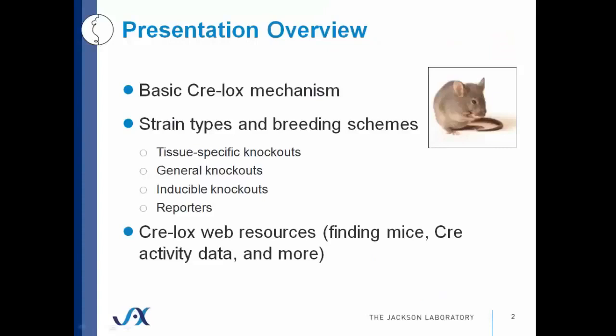Just a basic overview of what I will talk about. I'll first introduce the basic Cre-lox mechanism, and then I'll discuss the different strain types that are available and the various breeding schemes to generate tissue-specific knockouts, general knockouts, inducible knockouts, and then I'll talk about some Cre reporter strains as well. Then I'll finish up with a discussion on the various Cre-lox web resources that are available to help you find the right mouse strains, as well as information on Cre expression data as well.